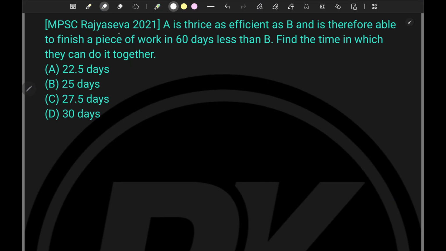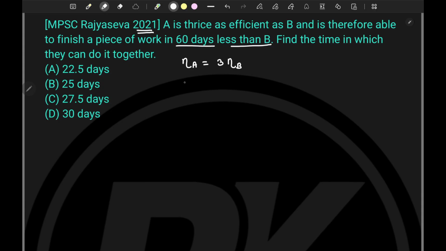So this problem was asked in MPSC Rajyaseva 2021. So let's see what is given. A is thrice as efficient as B. That means the efficiency of A is 3 times the efficiency of B, right? And A is therefore able to finish a piece of work in 60 days less than B.